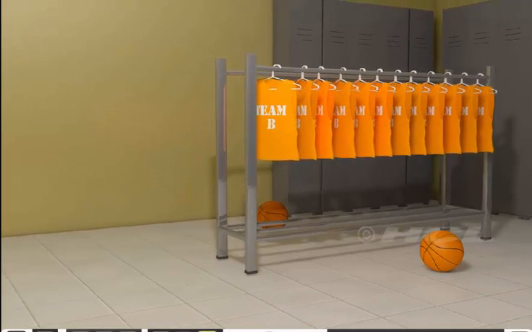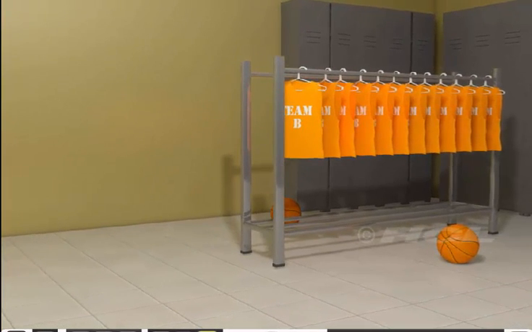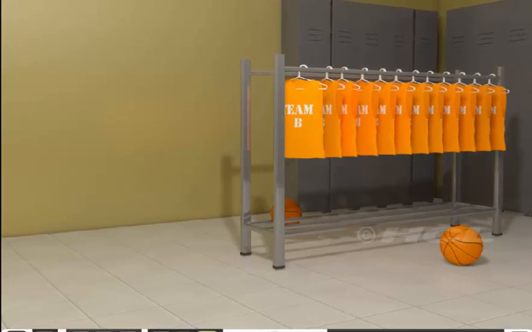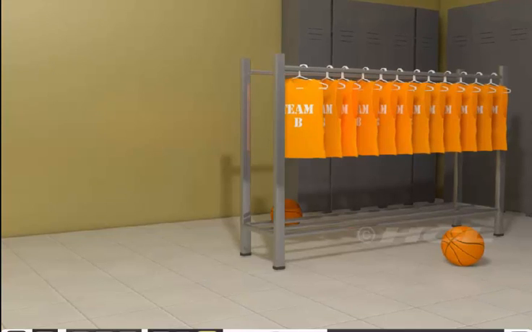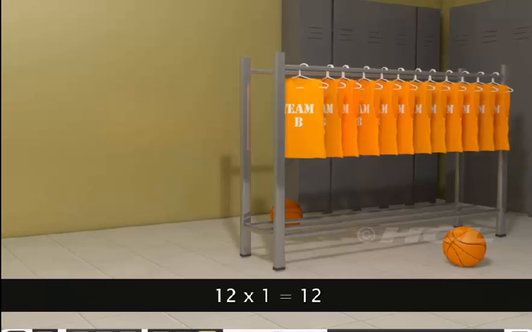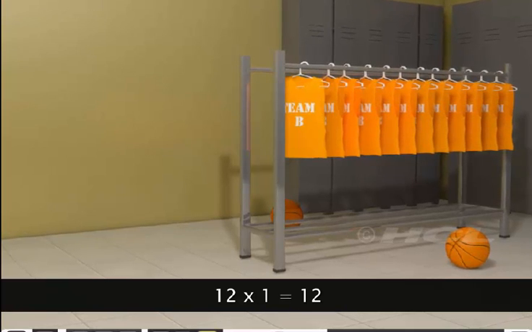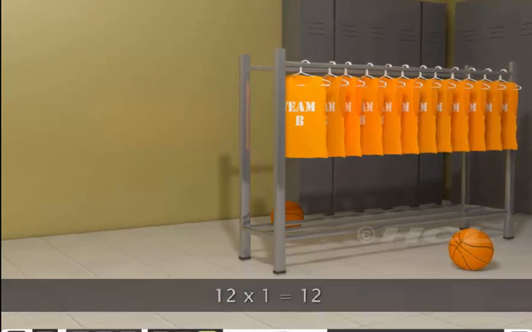Similarly, in the changing room of Team B, we see 12 hangers, and on each hanger, there's 1 t-shirt. How many t-shirts are there on the rail? The product of 12 and 1 is 12, so we know that there are 12 t-shirts hanging on the rail in Team B's changing room.